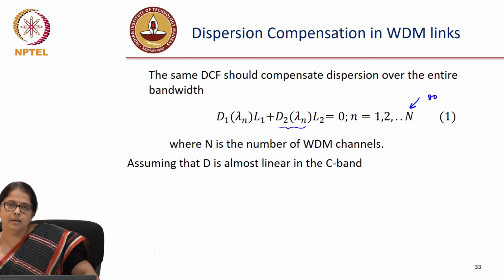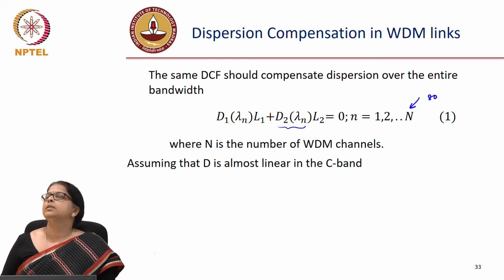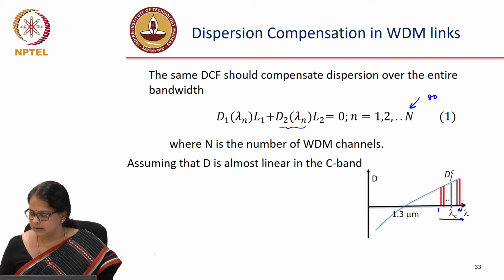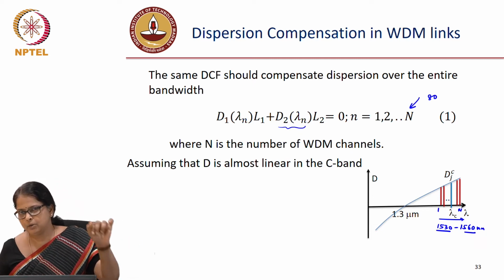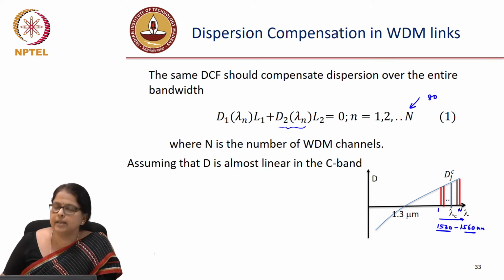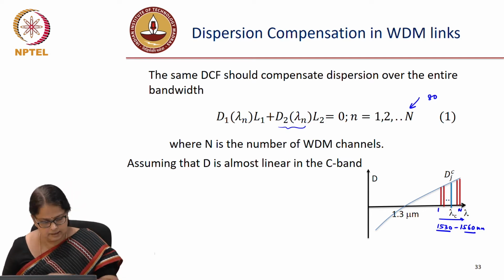So again, we can do an approximation saying that across the C-band, the D is almost linear. So this is 1 to N, and the C-band typically is from 1530 to 1560 nanometer. This is a ballpark number. The exact value is around 1528 to about 1566 nanometer. Essentially, it covers 80 channels with a channel spacing of 100 gigahertz each.